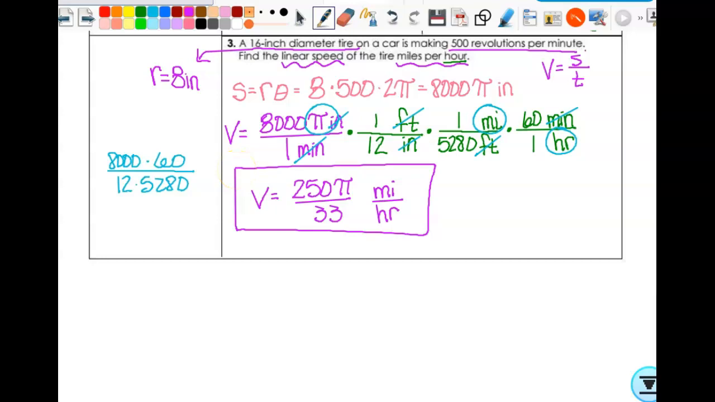Okay? What questions do you have? Keep pi out. Keep pi out. Yes. Do not push the pi button because it will not give you a fraction back. Everybody good? Any questions? All right.